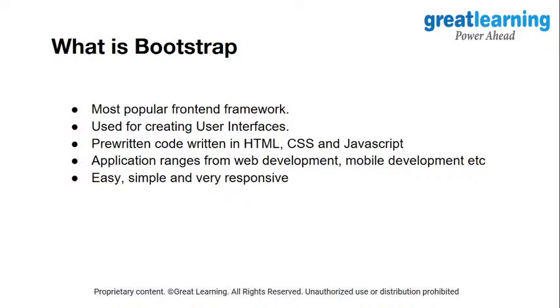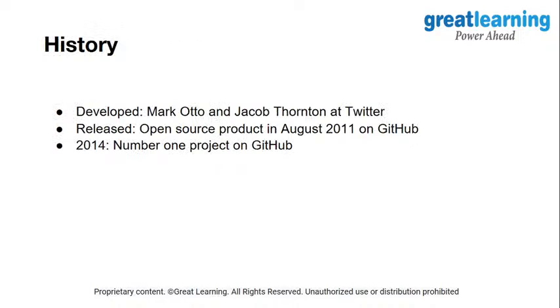Okay, so a little bit of history. It was developed in what, 2014, right? Open source product in August 2011, sorry. It was developed by developers of Twitter, Mark Otto and Jacob Thornton. So in 2014, it was the number one project on GitHub. So this is when it started.